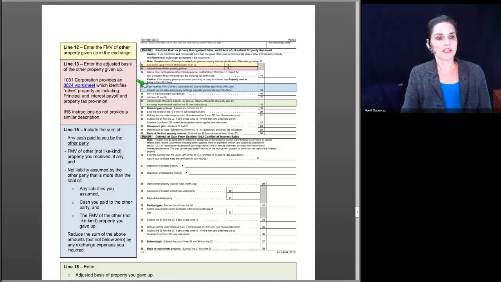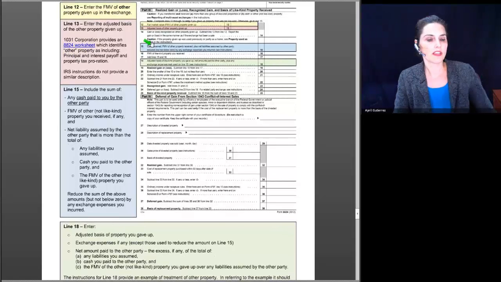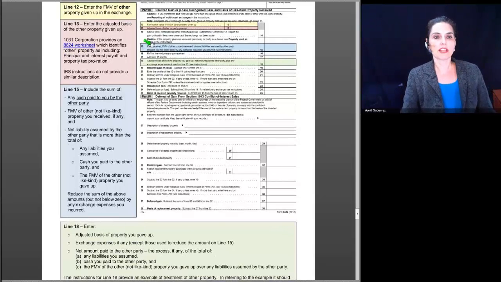On line 15, you include the sum of any cash paid to you by the other party, the fair market value of other not like-kind property you received, if any, and net liability assumed by the other party that is more than the total of any liabilities you assumed, cash you paid to the other party, and the fair market value of the other not like-kind property that you gave up. You then reduce the sum of the above amounts, but not below zero, by any exchange expenses that you incurred.